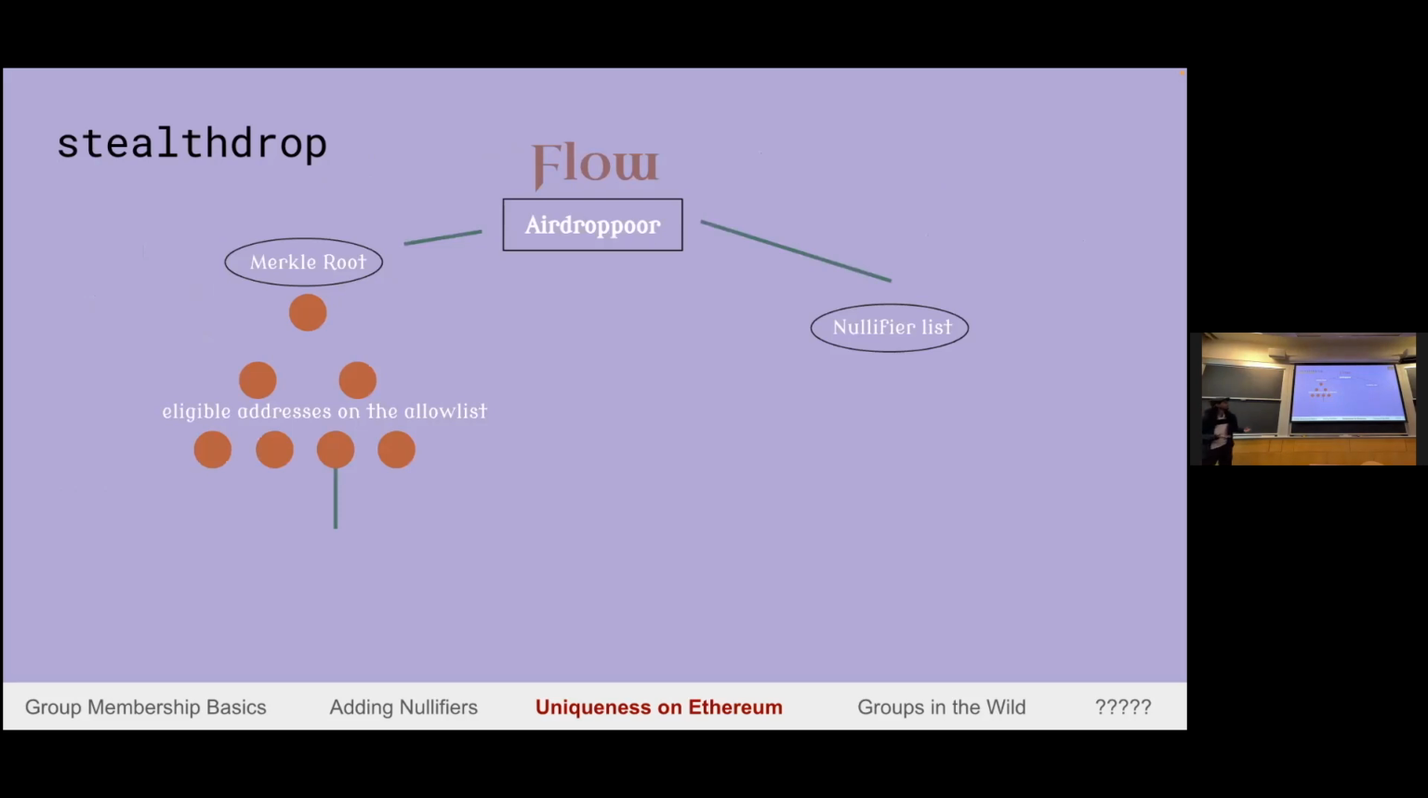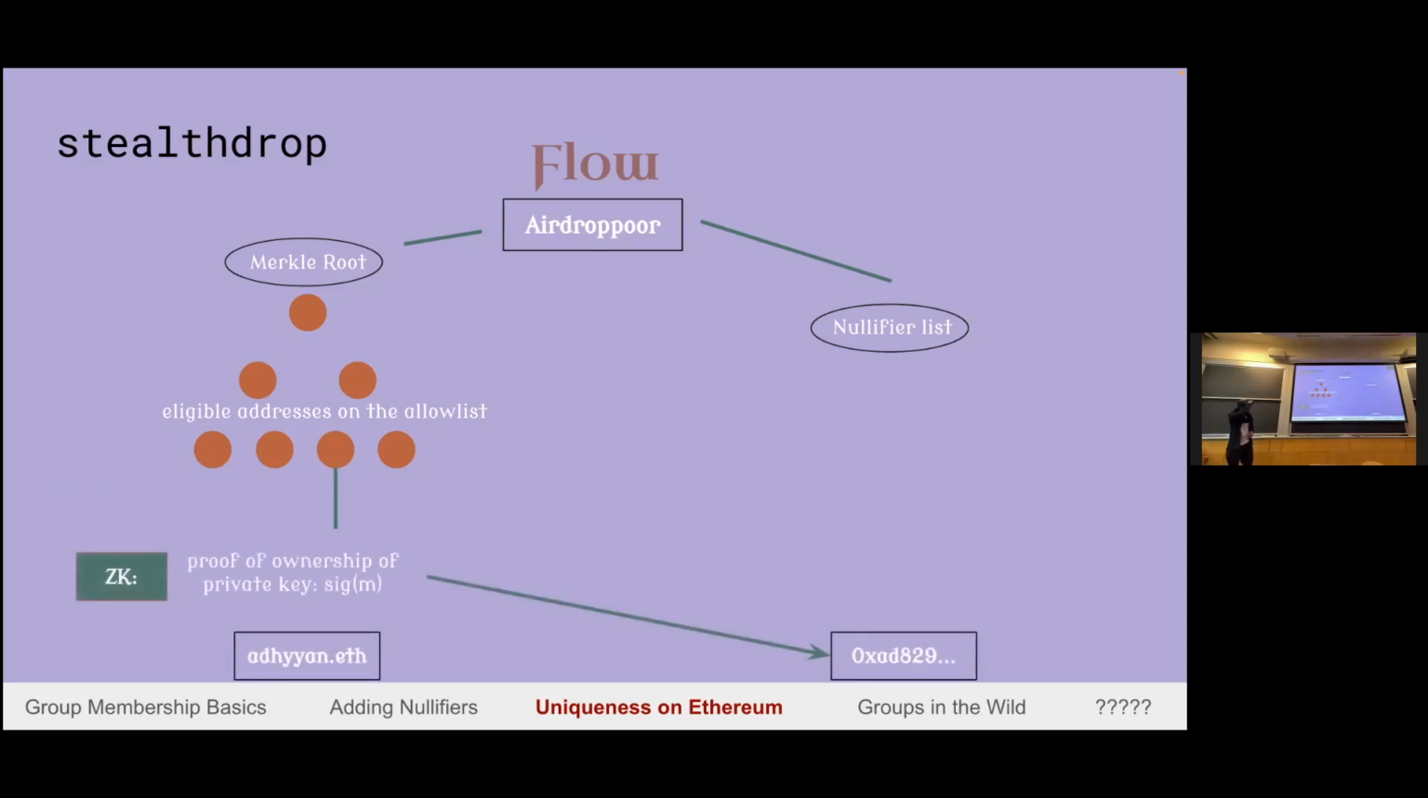OK, so how does this flow work? We have the airdropper contract, say, the protocol. They've chosen a Merkle tree of eligible addresses that can claim this airdrop, and there's the empty nullifier list of people who have claimed it so far. Let's say Adyan is on this list. He's decided, I am this value in the Merkle tree. In order for me to claim to my unlinked account, AD829, I'm going to provide a proof of ownership that I know the private key in this adyan.eth node. I'm going to do that by just providing a signature. If I can sign a message, then I must have had the private key.